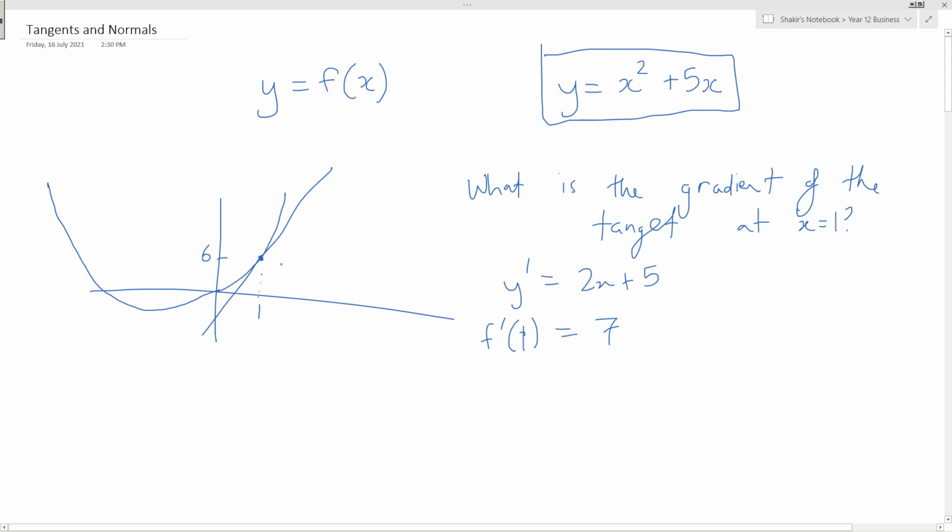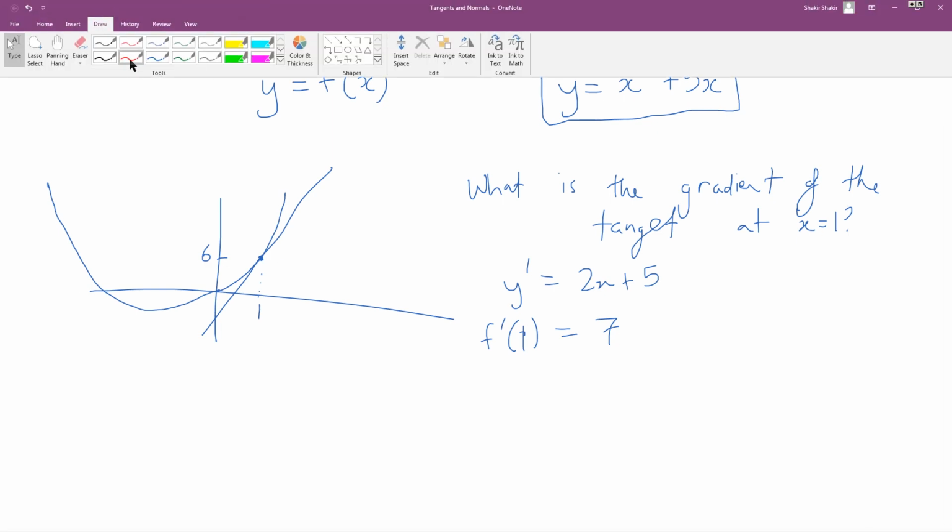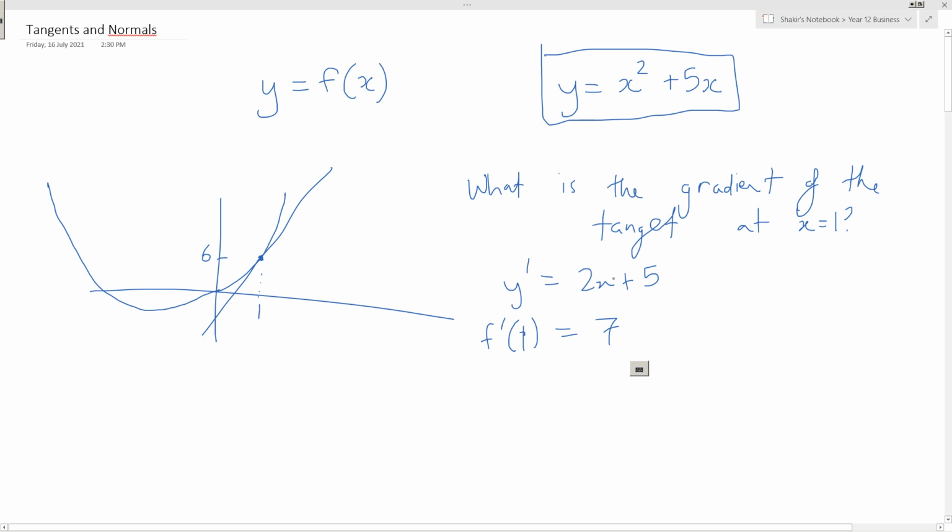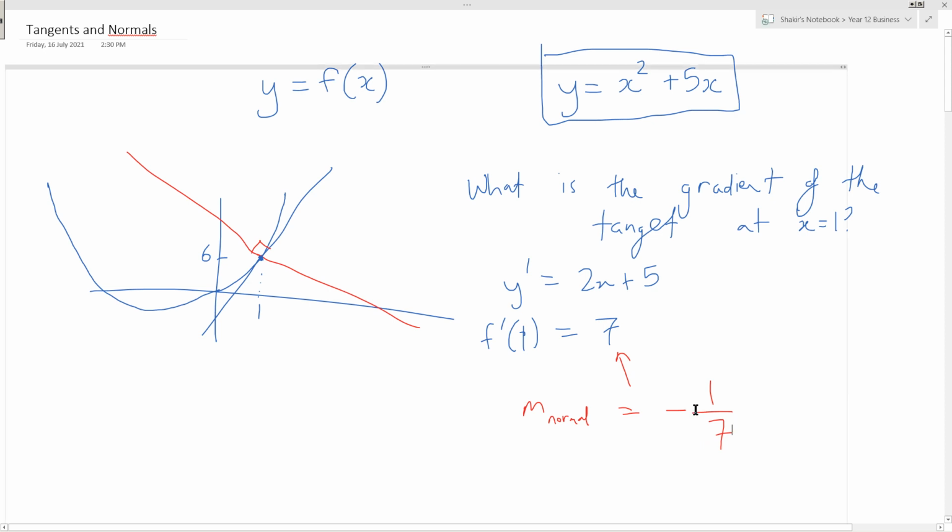And what's the normal? If someone asks what is the gradient of the normal, well, the normal is simply the same point as before, at a 90-degree angle to the tangent. So it's perpendicular, and two lines which are perpendicular have negative reciprocal gradients. So if the gradient of the tangent is 7, then the gradient m of the normal is negative 1 over 7. That's it.